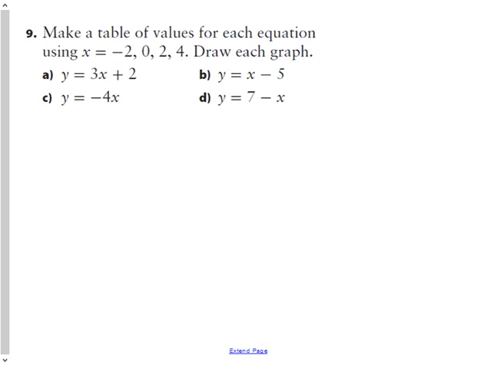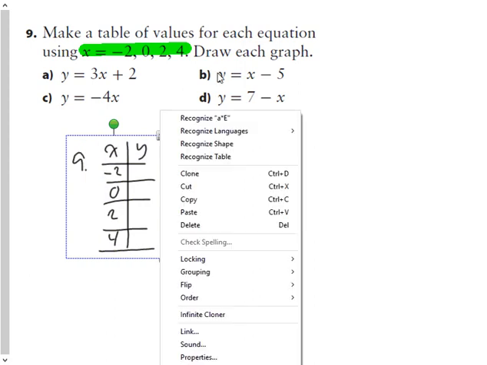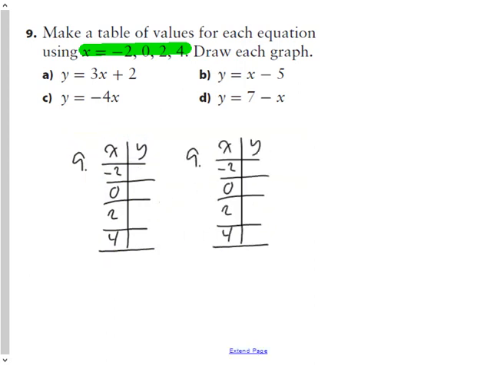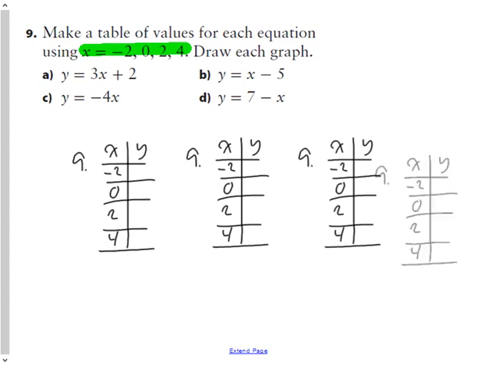In question 9, make a table of values for each equation where x is going to equal all of these values. So again, just like the last question, this is fairly easy because when I make my table of values, x will be -2, x will be 0, x will be 2, and x will be 4, which means I can take this table of values and clone it. Because I have the infinite cloner capabilities, I'm going to make all 4 of them here.